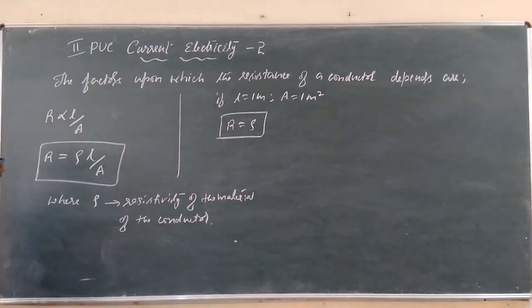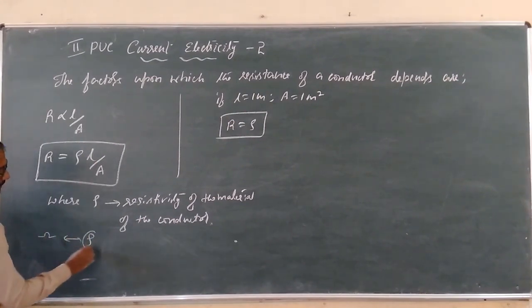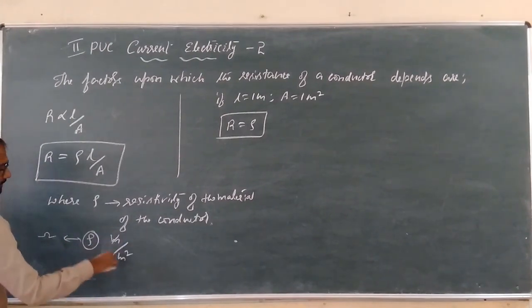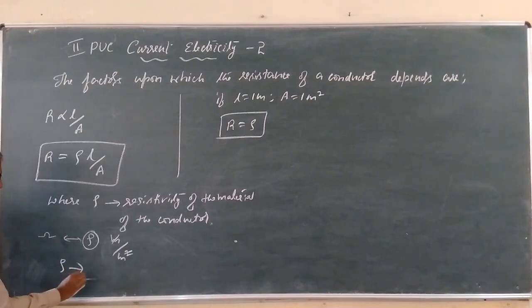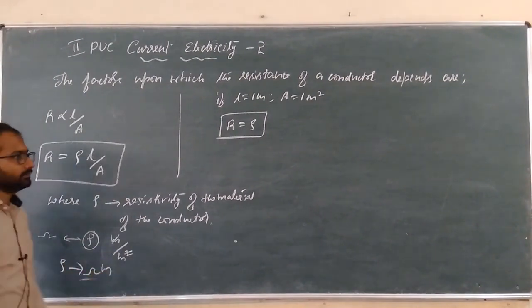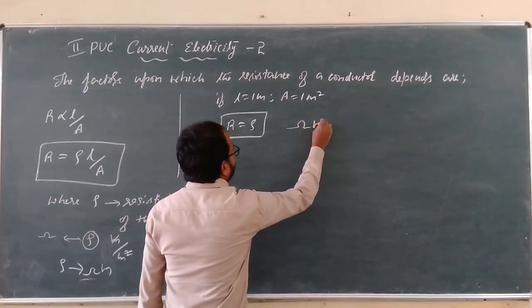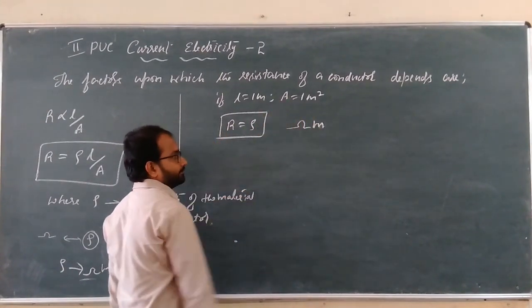So, what is the SI unit? See, R is in terms of ohm. Okay, so I want to find out the SI unit of rho. L is in terms of meter, A in terms of meter square. So, therefore, rho is in terms of ohm meter. So, therefore, the unit is ohm meter. Not ohm per meter, it is ohm meter.